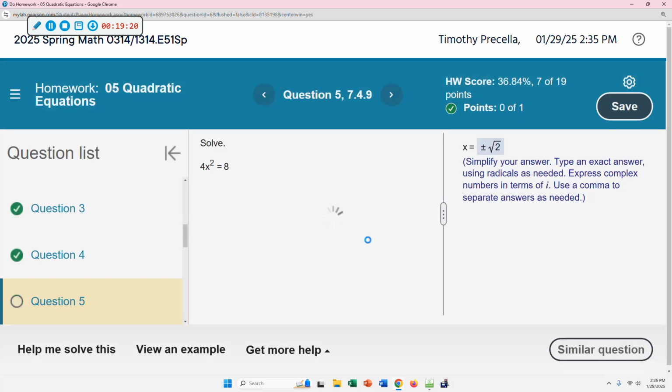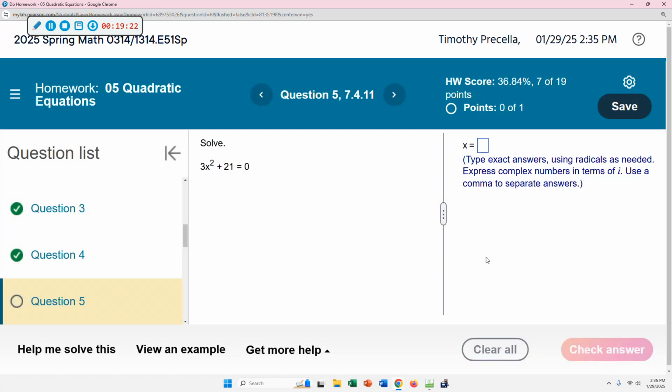Any questions there? Number 5. X squared equals a number. Number 5 is 3x squared plus 21 equals 0. It's got to be in that form. X squared equals a number. You know, 3x squared plus 21.